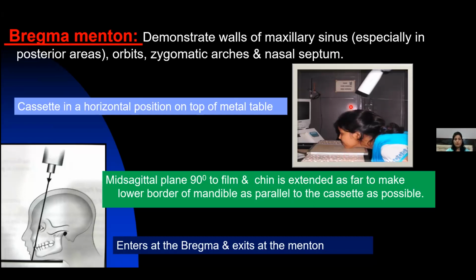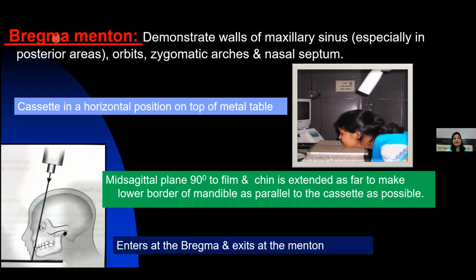Okay. Now, what is the main indication? To demonstrate the walls of the sinus, especially the posterior region, zygomatic arches and septum. So the cassette is in a horizontal position over the table and the chin is extended as far as possible. This is your midsagittal plane, which is perpendicular. Chin is extended so that the lower border is parallel to the cassette. Clear?